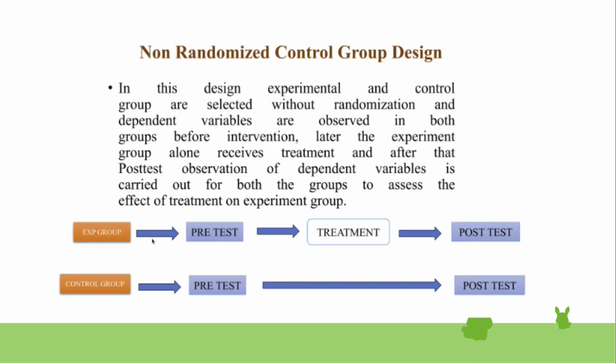That is, a pre-test will be conducted for both the groups, and treatment will be given to the experimental group, no treatment for the control group. After that, a post-test will be conducted for both the groups. Post-test observation of dependent variables is carried out for both groups to assess the effect of treatment on the experimental group. Here, the one thing that is missing is randomly selecting the subjects. That is non-randomized control group design.